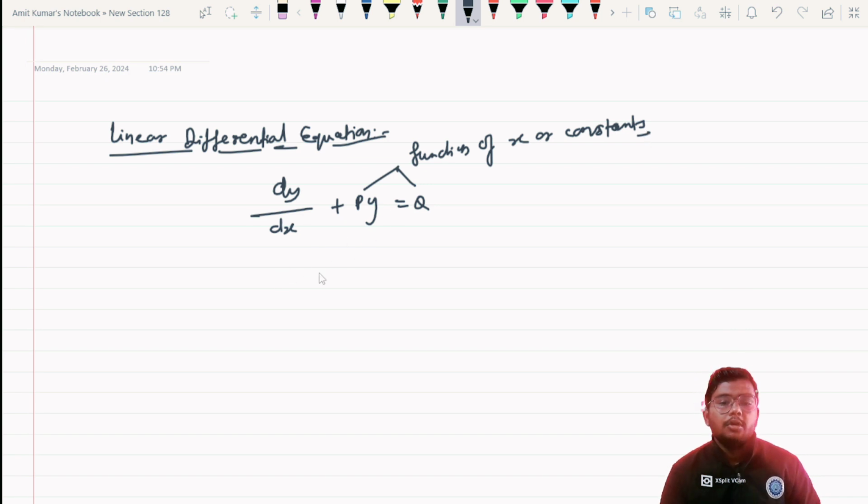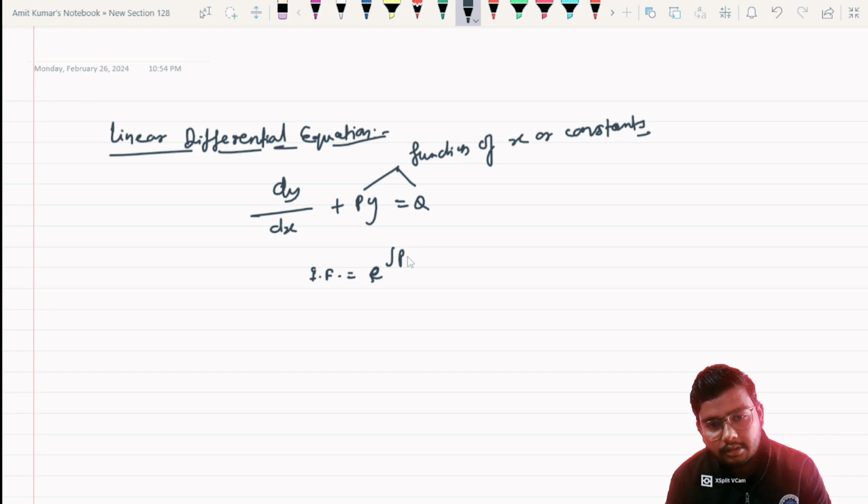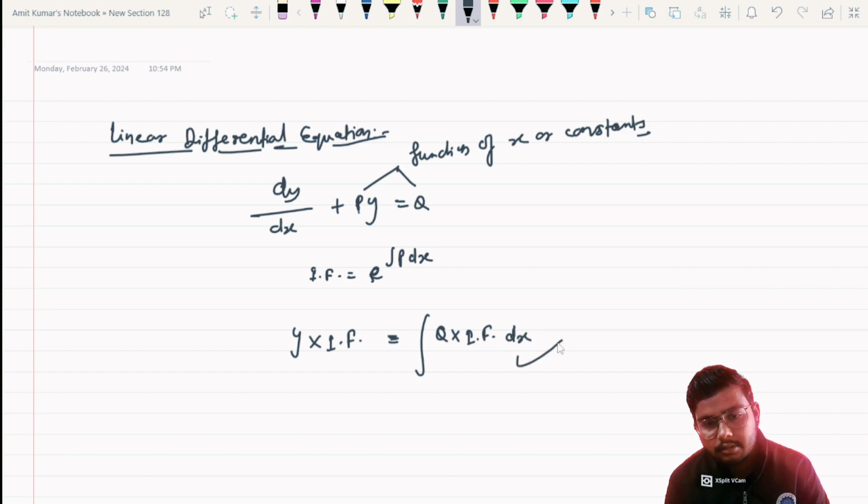First, we'll have to find p and q from the given equation. We'll compare, and then we'll find the integrating factor, that will be e to the power integral of p. P is either a constant or a function of x, so we'll be integrating with respect to x. So it will be dx. Once we have calculated this, we can write y into integrating factor equal to integral of q into integrating factor dx. This is the way we can solve this linear differential equation.